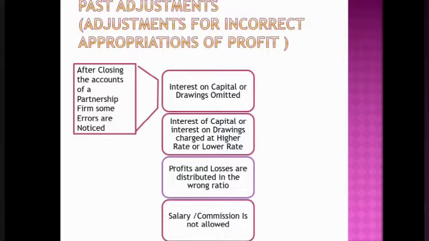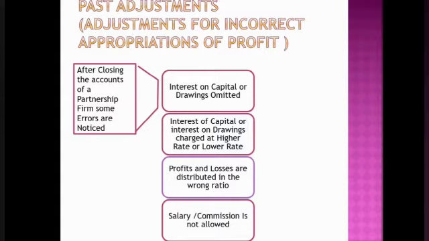Sometimes, after closing the accounts of a partnership firm, some errors are noticed. These errors may be in the form of interest on capital or drawings which were omitted by the firm. That means they forgot to take into account interest on capital or interest on drawings. They might have charged at a higher rate or a lower rate. They also might have distributed the profits and losses in a wrong ratio, and sometimes the salary or commission which is to be payable to the partner by the firm has been omitted.